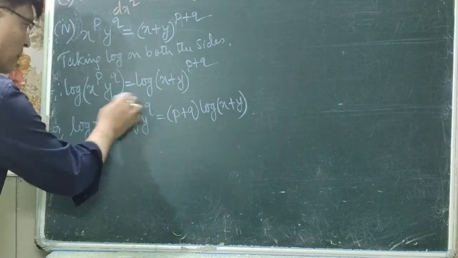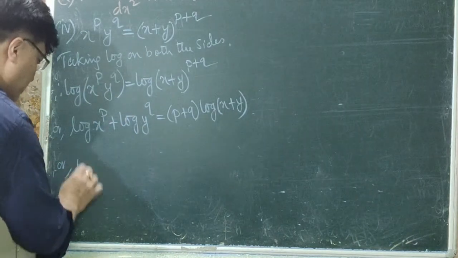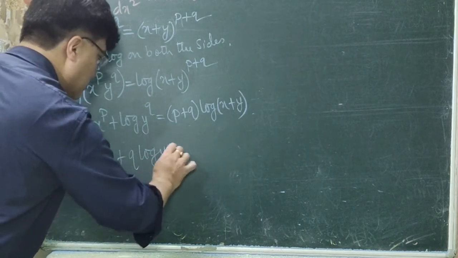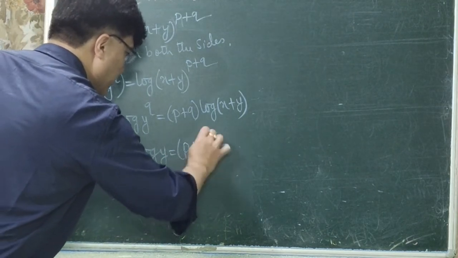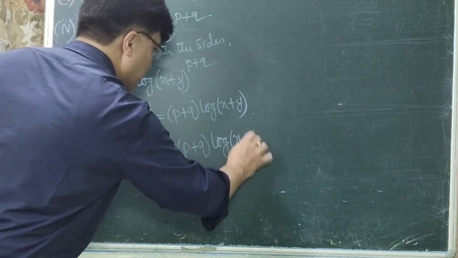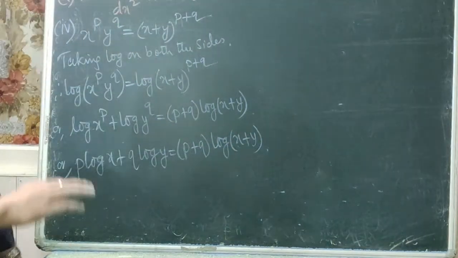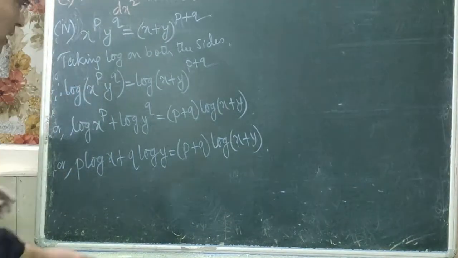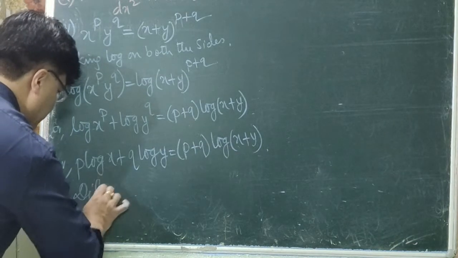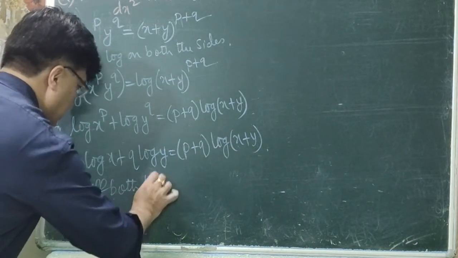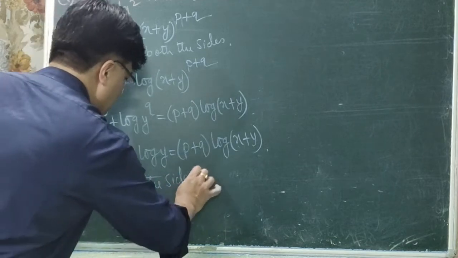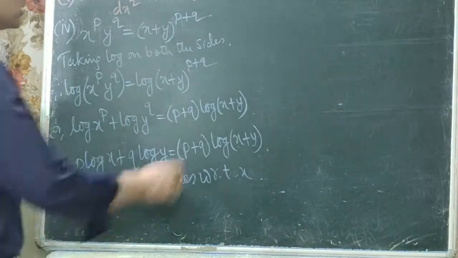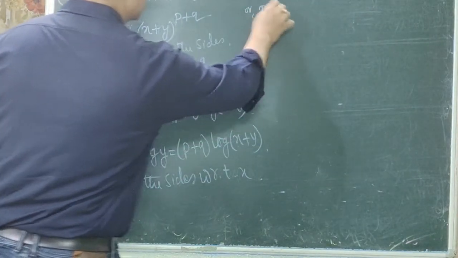Here also you can use properties of logarithm. This power becomes the coefficient. P log x plus q log y is equal to p plus q into log of x plus y. Is that clear? Now you can differentiate both the sides with respect to x to get first dy by dx. Okay, so differentiating both the sides with respect to x, right? So let us differentiate it. P is constant, remains as it is.